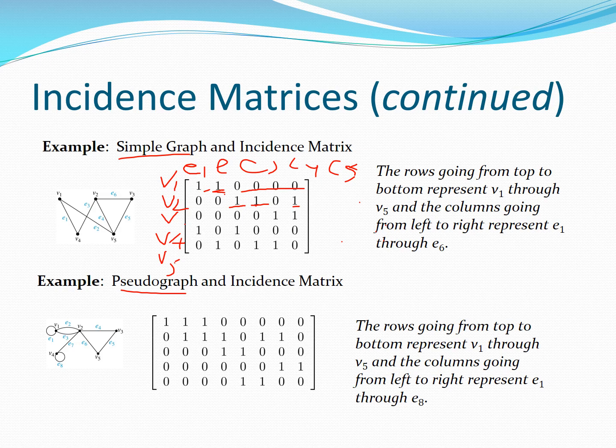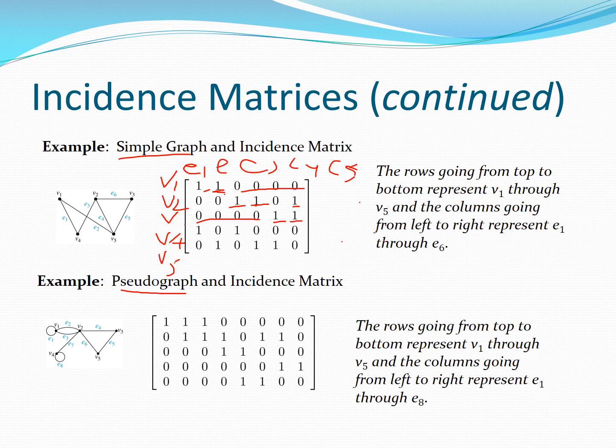Now what about your V3? V3 is connected to E5 and E6. So what do you have here? V3 and E5 and E6 show a 1. All other edges are showing a 0 right there. That's how you continue with the rest of the vertices and edges until you fill up the rest of the matrix.